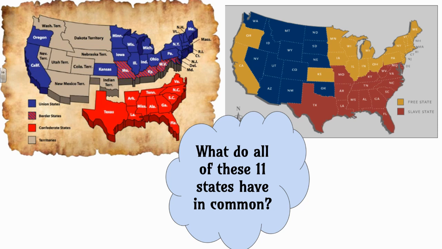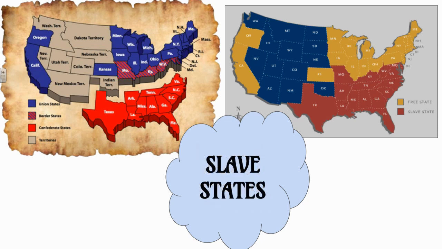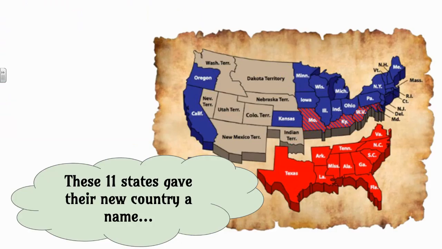So if we want to know what all of those 11 states have in common, well, if you look at the map on the right, you'll notice that all 11 of those states are slave states. And that's not a coincidence. Those 11 slave states together decided we don't want to be part of the United States of America. We want to become our own country.